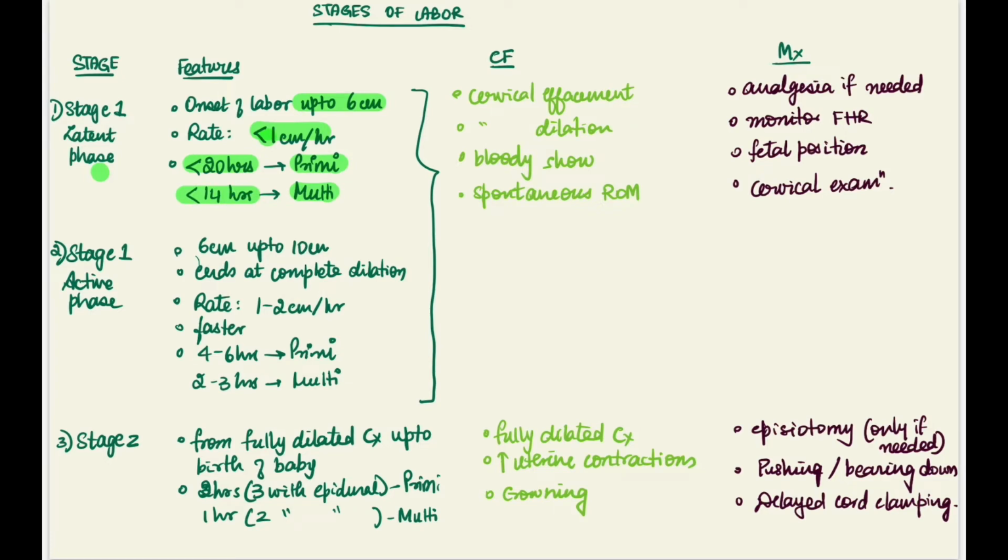After the cervix reaches 6 centimeter dilation, the rate at which the cervical dilation occurs becomes a little faster, and that is when the patient gets into the active phase. So the active phase starts with 6 centimeter dilation of the cervix and ends at 10 centimeters. 10 centimeters is considered a completely dilated cervix, so it ends at complete dilation. The rate here is 1 to 2 centimeters per hour, so it's a faster rate.